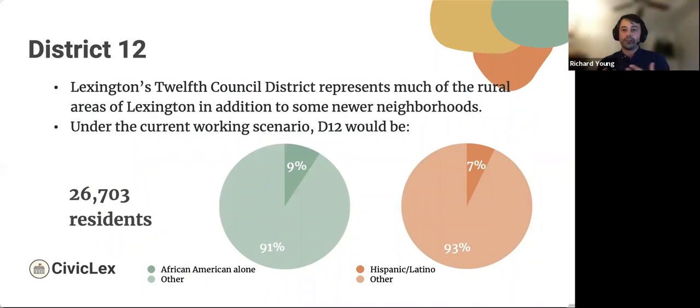So District 12 is also a district that is really interesting. District 1 is interesting for a number of reasons. It's interesting to me because I live in it and care very deeply about my council district. But District 1 has a very diverse population and sets itself apart from other council districts because of that. District 12 is interesting in a different way, in that it is significantly larger in landmass than any of the other districts. And it has a very strong agrarian and rural focus, whereas the rest of the districts are in urban or suburban settings. Lexington's 12th council district represents much of the rural areas of Lexington, in addition to some newer neighborhoods that have been added. Under the current working scenario, District 12 would be 9% African American and 7% Hispanic or Latino, so considerably less racially diverse than District 1.